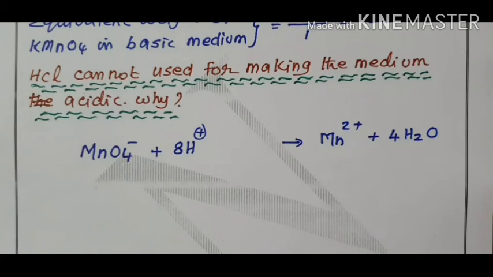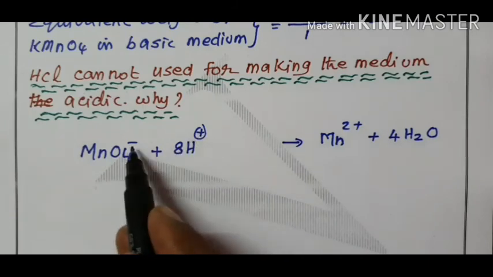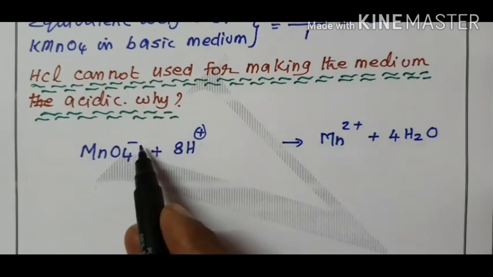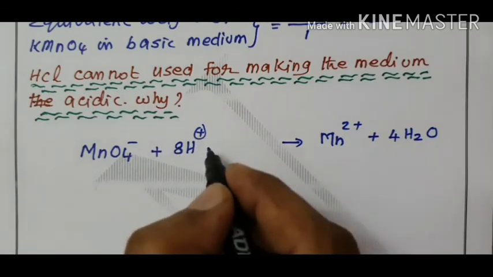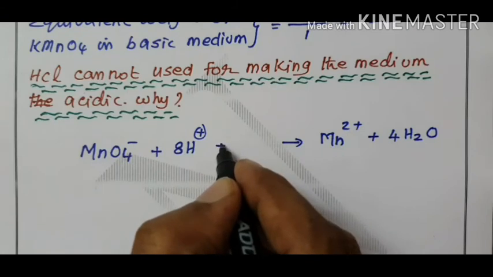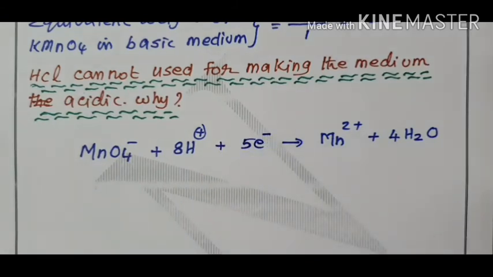Finally, we have to balance charges. Right hand side 2 plus, left hand side 8 plus 1 minus equal to 7 plus. Right hand side must be 2 plus. Therefore, here we have 7 plus. How many electrons are added? 5 electrons are added. By adding 5 electrons, the charges on both the sides are balanced.